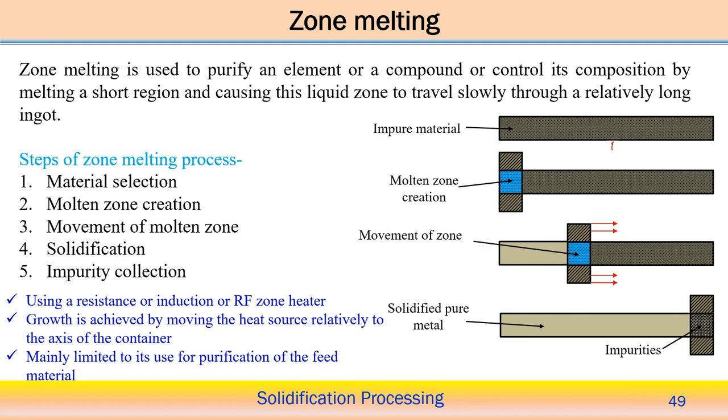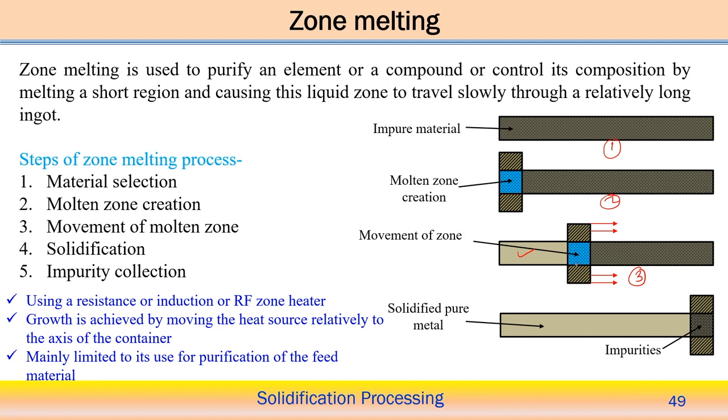If you follow figure 1, it is an impure material we are assuming; then in figure 2, heat flux is applied and the molten zone is created; then gradual movement of the zone is figure 3. We keep moving very slowly, or at some defined speed, such that the remaining part solidifies gradually, and you see there might be some change in composition as well. It is simply the purification of this particular element or alloy system.